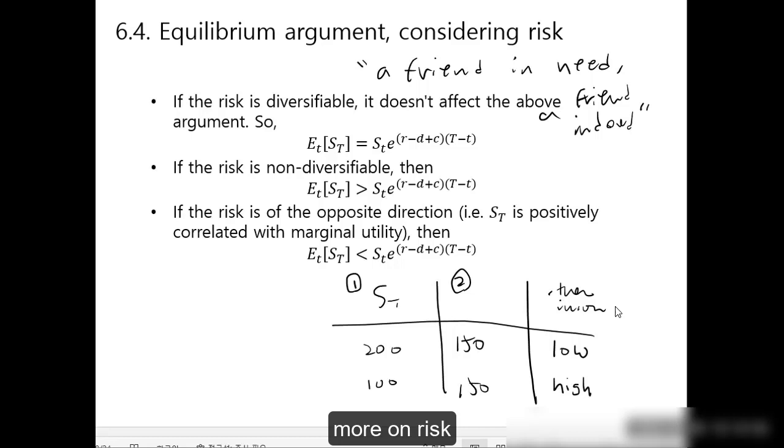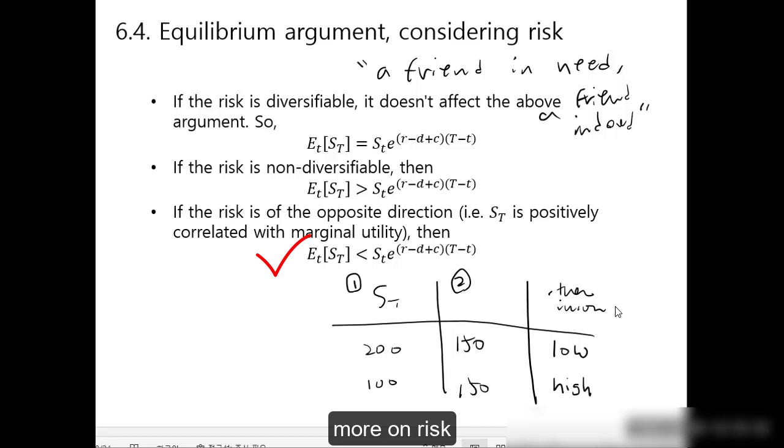So in this situation, we will say asset number one has negative risk because it actually helps your utility. And therefore, even though this is the safe asset, we will say asset number one is even safer than asset number two because that really helps you to reduce overall risk. If that's the case, we will have a relationship like this, the second possibility.